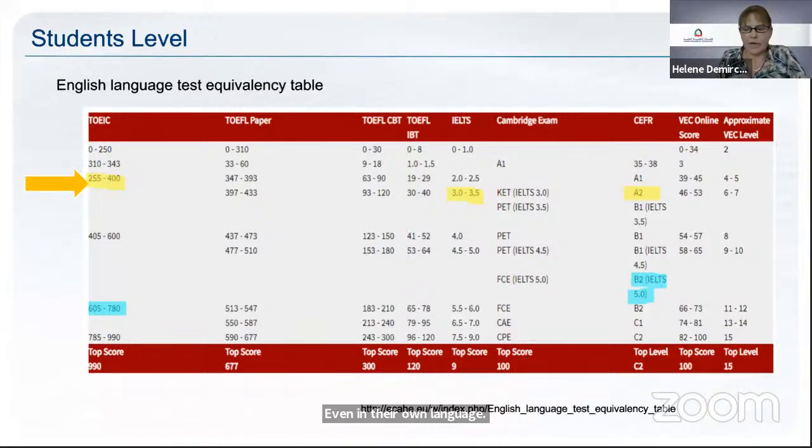Okay, so the level of our students, I found this particular chart because I believe in your context, and correct me if I'm wrong, that you use the TOEIC exam.